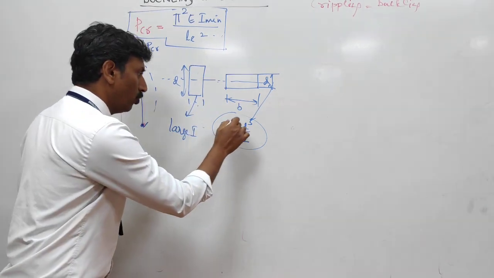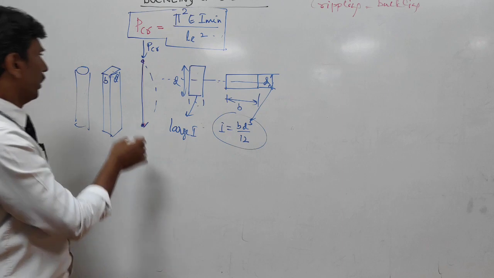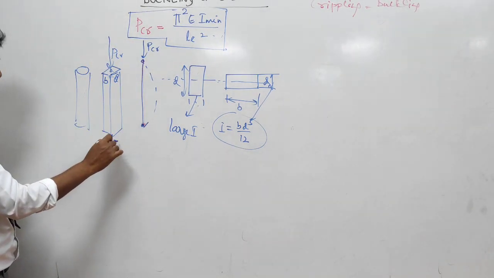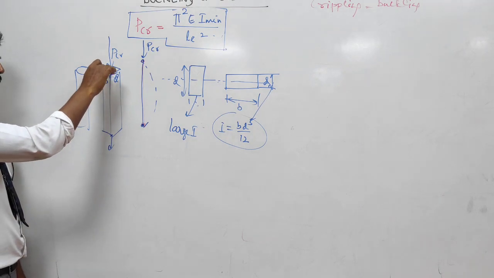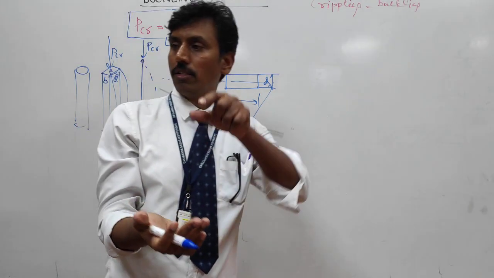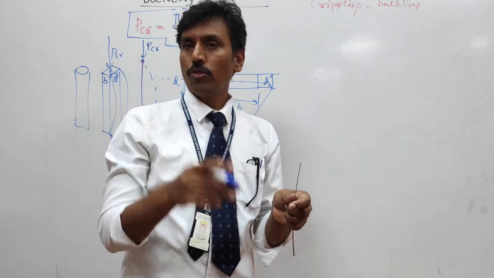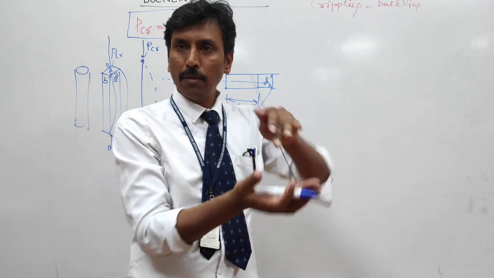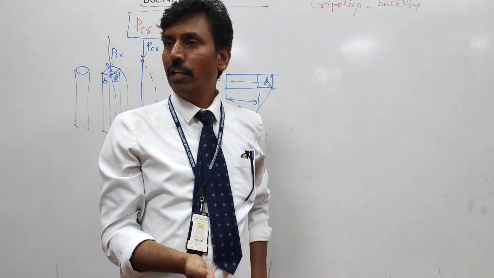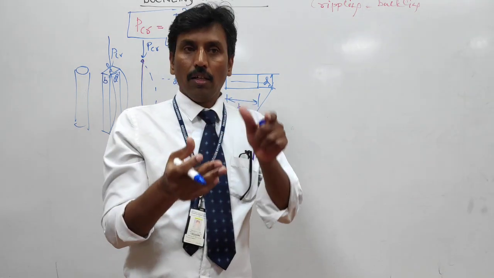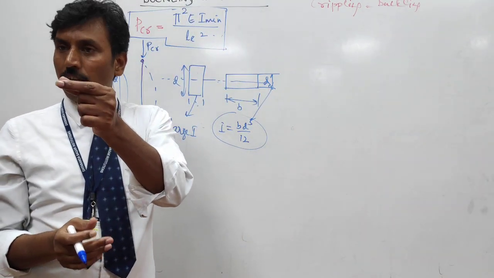So which means that if it is a rectangular section applied with a load like this, it will try to bend in the direction of least resistance. If you hold a scale that you use to draw a line or measure centimeters or mm, and press it, which side does the scale bend? The scale bends in the side which is thinner.